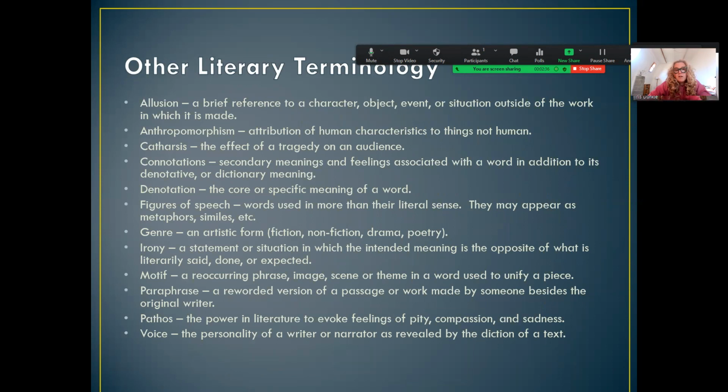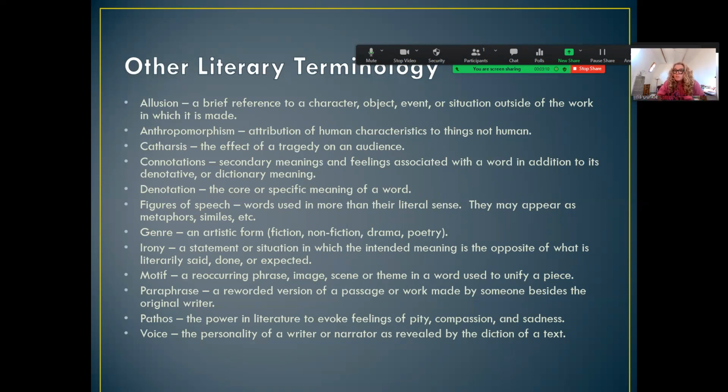So some of these terms are an allusion. That's a brief reference to a character or an object or a situation outside of the work. Anthropomorphism, that's an attribution of human characteristics to something that's not human. Catharsis is the effect of tragedy on the audience. Connotations, these are secondary meanings. We know about these, right? We learned them in poetry. Different than denotations, which is just the dictionary definition of a word.